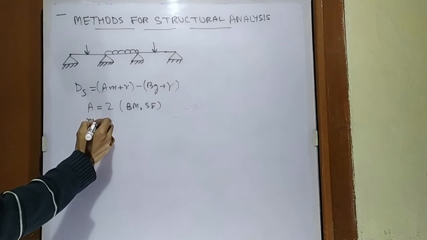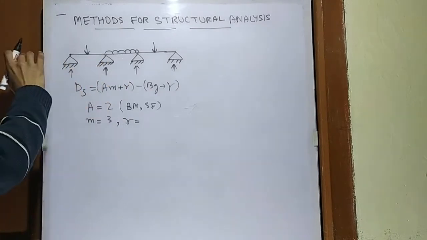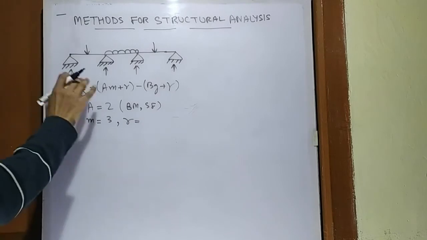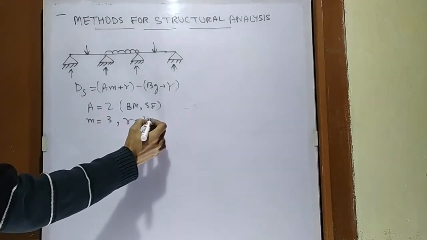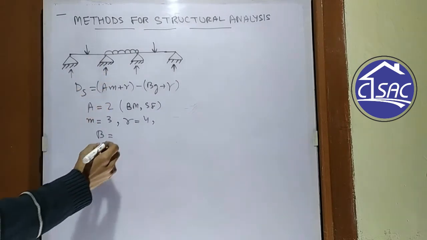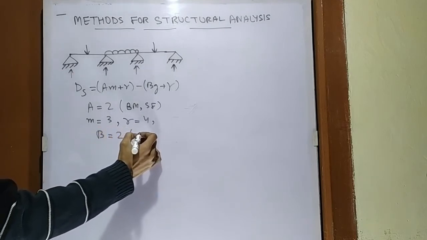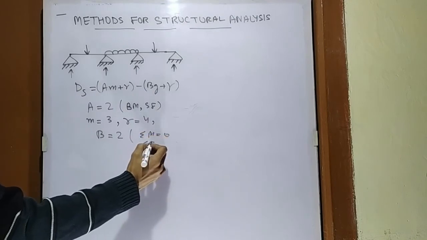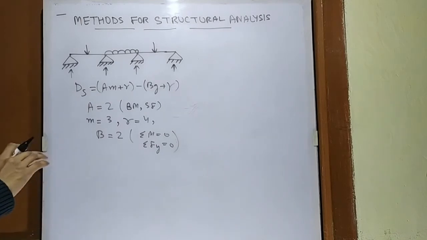Okay, and the number of members m is 1 2 3, m is 3. The number of reactions: because there is no horizontal loading, there will be no horizontal reaction at any of these pin supports. So what is the total number of reactions at these supports? 1 2 3 4, the number of reactions is 4. And what will be the value of B? Because there is no horizontal loading, the value of B will be 2. And what are those two equilibrium equations? The equilibrium equations are sigma M is 0 and sigma Fy is also 0. Okay, there will be no sigma Fx equal to 0 because there is no horizontal loading.